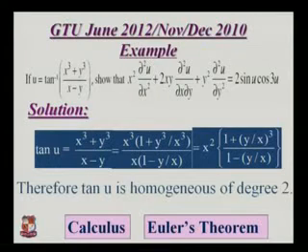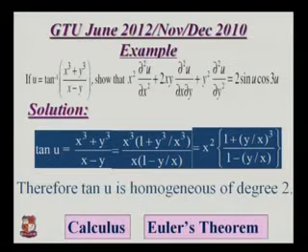Let us see another example, from the June 2012 and November-December 2010 GTU papers. If u is equal to tan inverse of (x cube plus y cube) upon (x minus y), show that x square del square u by del x square plus 2xy del square u by del x del y plus y square del square u by del y square is equal to 2 sin u into cos 3u.